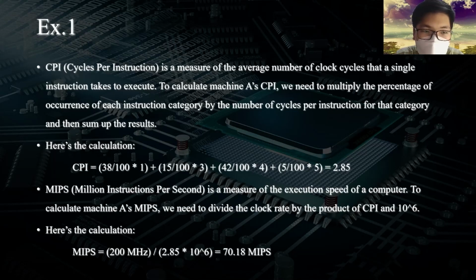Exercise 1. CPI, cycles per instruction, is a measure of the average number of clock cycles that a single instruction takes to execute. To calculate machine A's CPI, we need to multiply the percentage of occurrence of each instruction category by the number of cycles per instruction for that category and then sum the results. Here's the calculation.